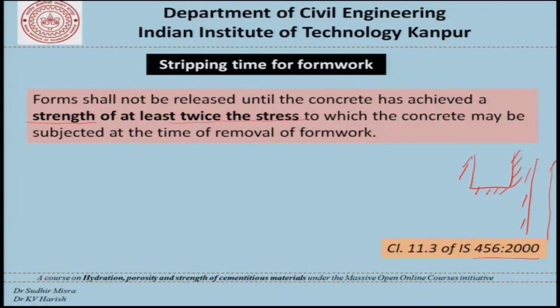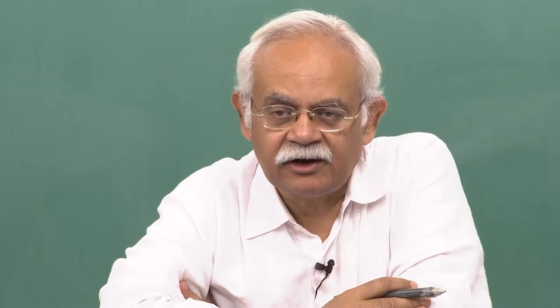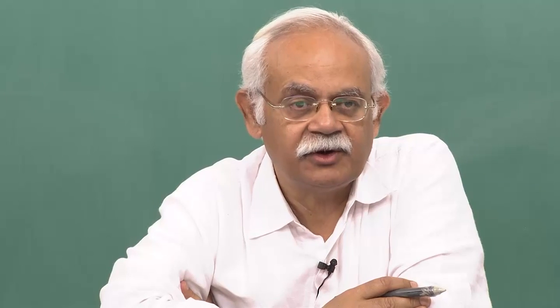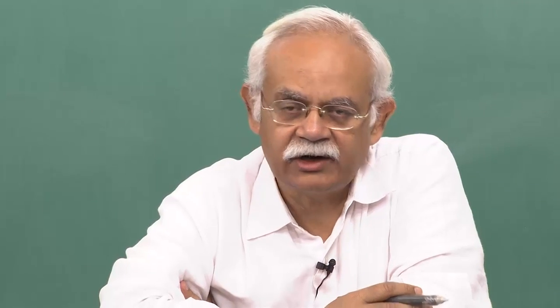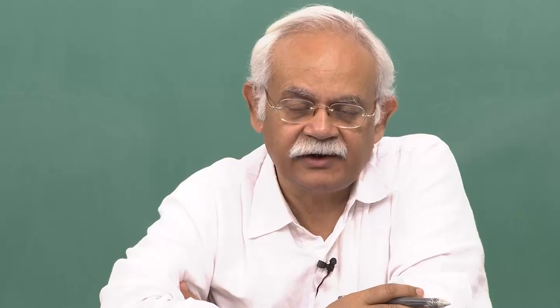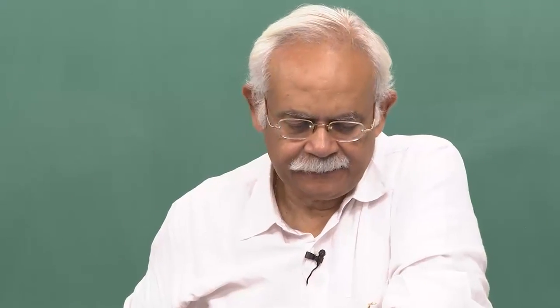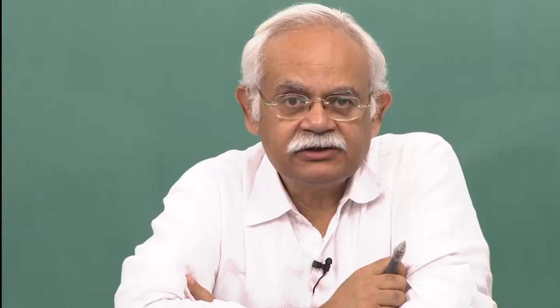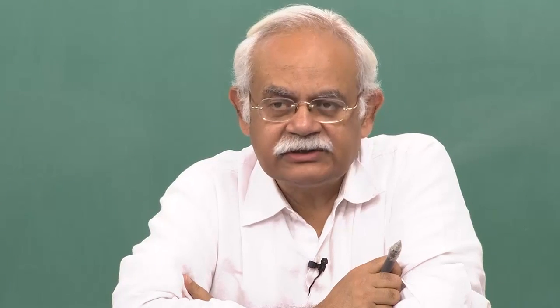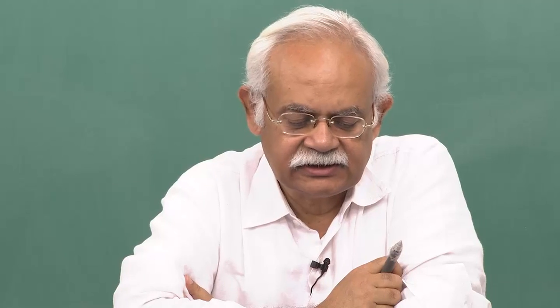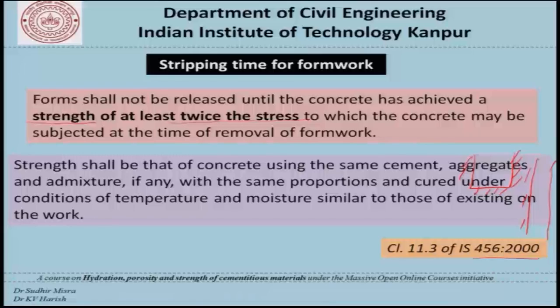Now, it is very difficult at site to be able to carry out an analysis and find out which member will be subjected to what level of stress and therefore try to find out different times of removal of formwork. So, what is done? In order to follow the strength development, what is suggested is that the strength shall be that of concrete using the same cement, aggregate and admixture if any, with the same proportions and cured under conditions of temperature and moisture similar to those existing on the work.